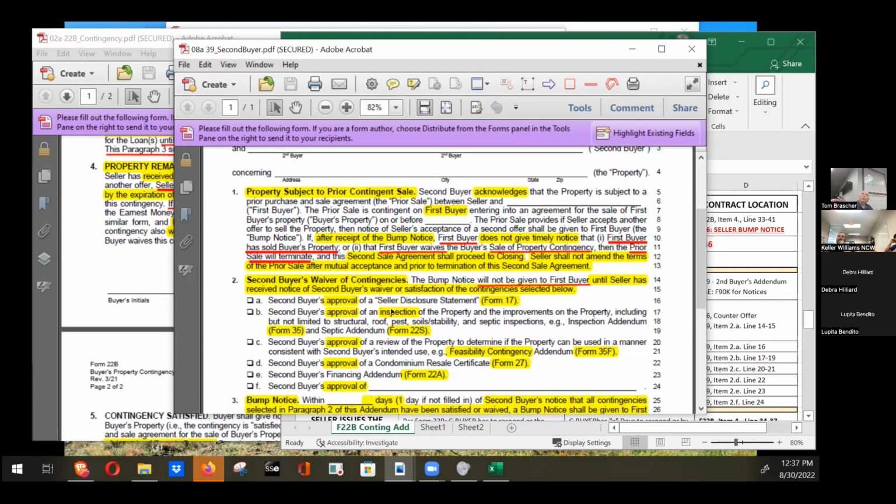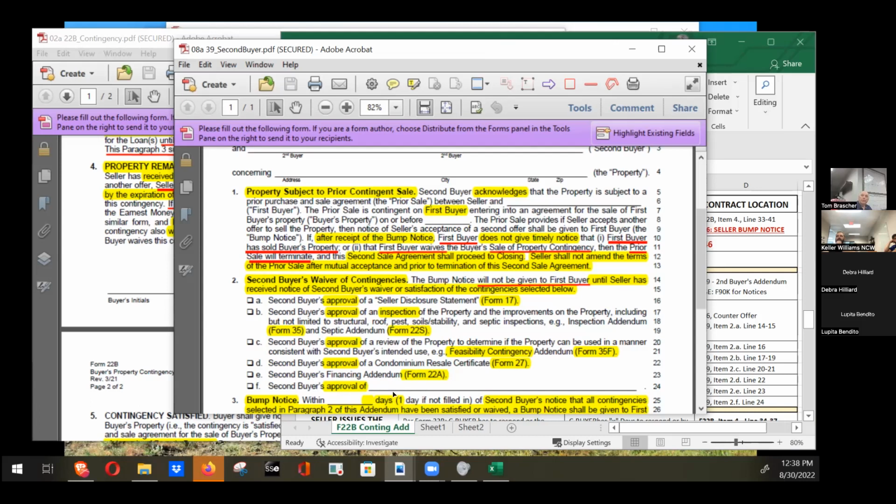So are you willing to waive the Form 17? Are you willing to approve an inspection of the property and improvements of the property, including but not limited to structural pest control inspection, Form 35, septic, and also 22? Second, buyer's approval of a review of the property and determination if the property can be used in a manner consistent. Feasibility contingency, you want to waive that one? You want to do an approval for condominium sales if it's a condo? How about the financing addendum?